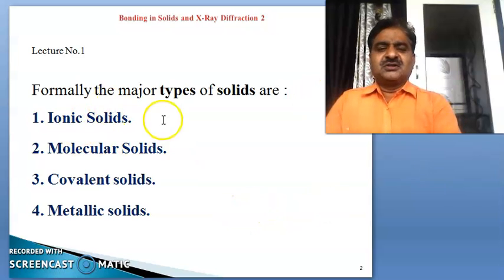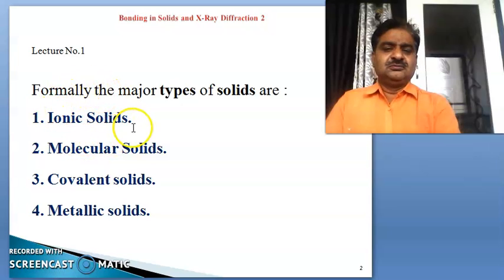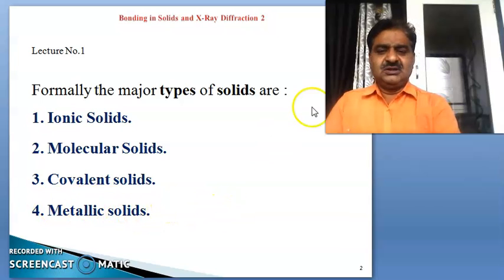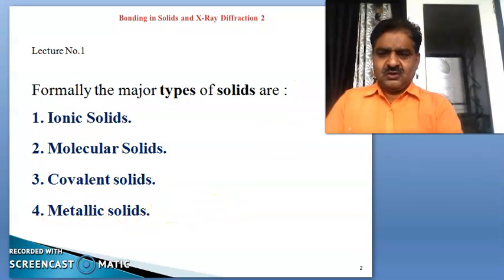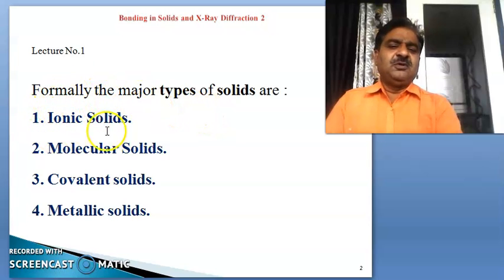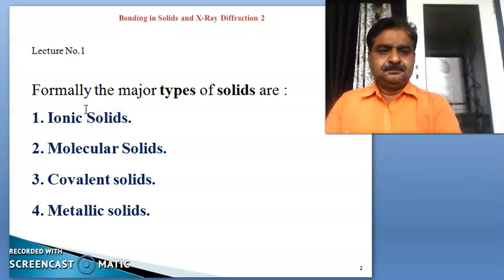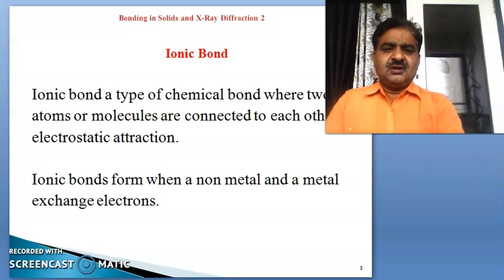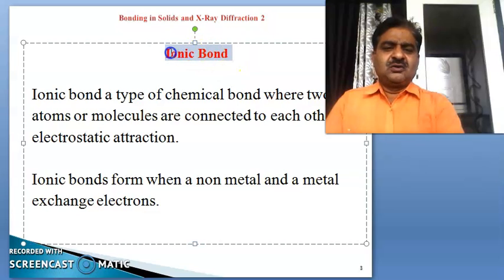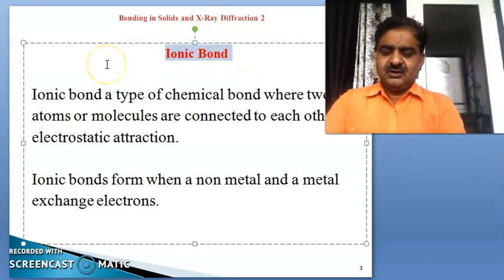Now we discuss the ionic, molecular, covalent, and metallic solids in detail. First of all, we see the type of bond, that is the ionic bond. Today we are discussing the different types of bonds. So the first one is the ionic bond. Ionic bond we are going to study now.